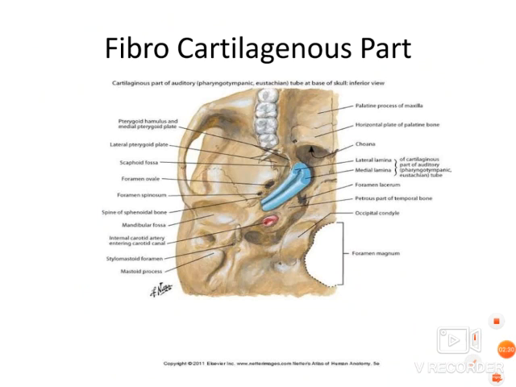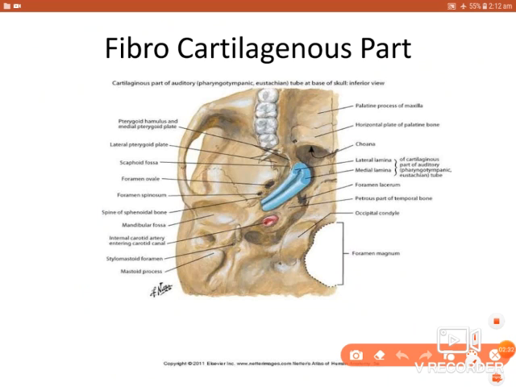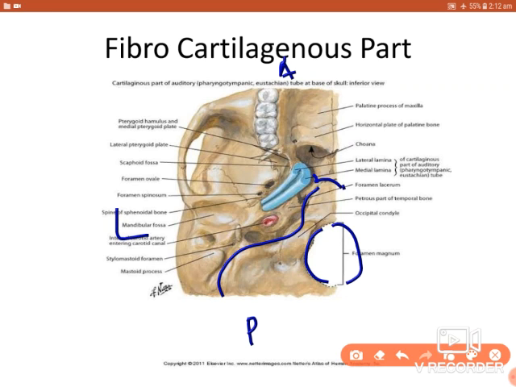Here this is the base of the skull. Here this is the anterior part, this is the posterior, that you can see the foramen magnum of the occipital bone. Then this is the lateral, here this is the medial, this is one half. Here this is the greater wing of the sphenoid. This part is the petrous part of the temporal bone. So this cartilaginous part is lodged in a groove between the greater wing of the sphenoid and the petrous part here.